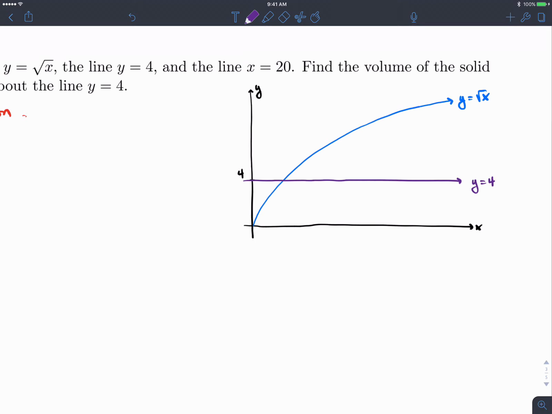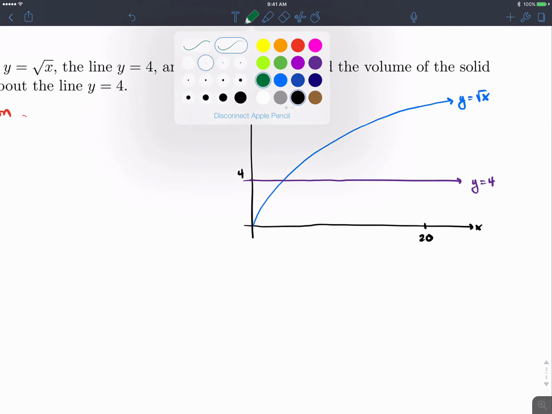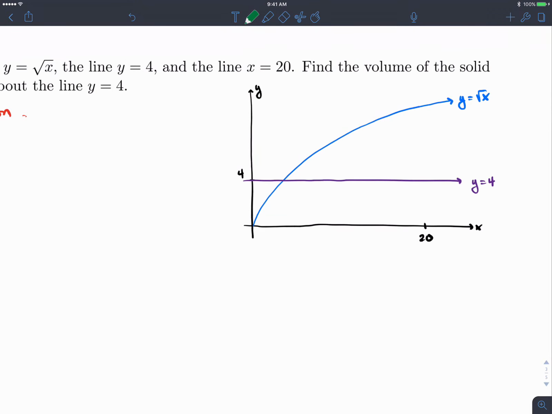And then we are also bound by the line x equals 20. So that means we have to go out the x-axis to 20, and then draw a boundary line there. So that would be that line right there. Kind of missed the mark, but you probably get the idea. Try not to be a perfectionist. So this is the line x equals 20.